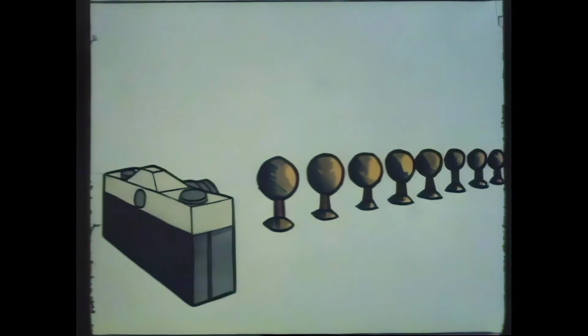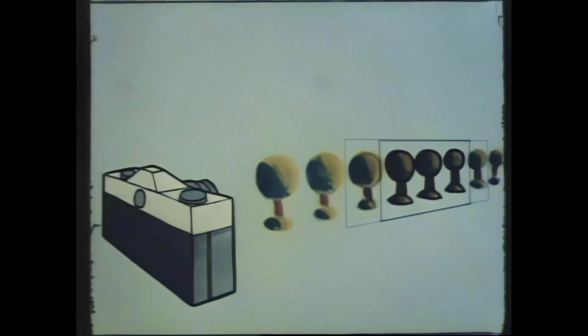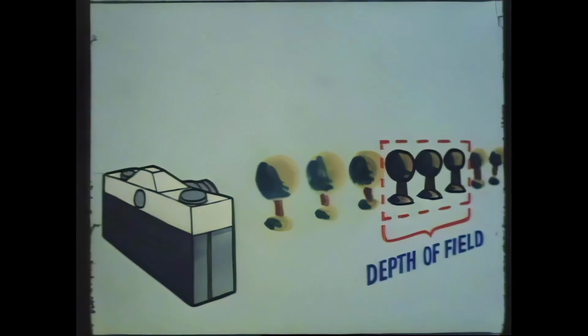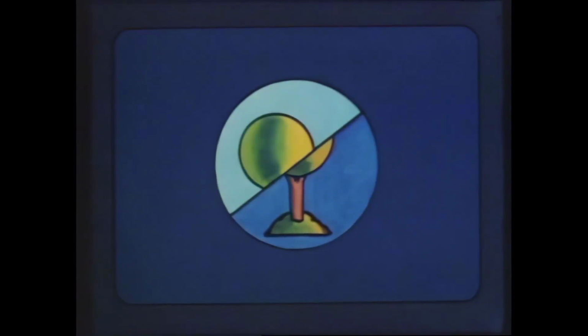As you increase the size of the lens opening, you decrease the range of distance that is in focus. This range, called depth of field, is very narrow with a large lens opening. Therefore, large lens openings require more accurate focusing.